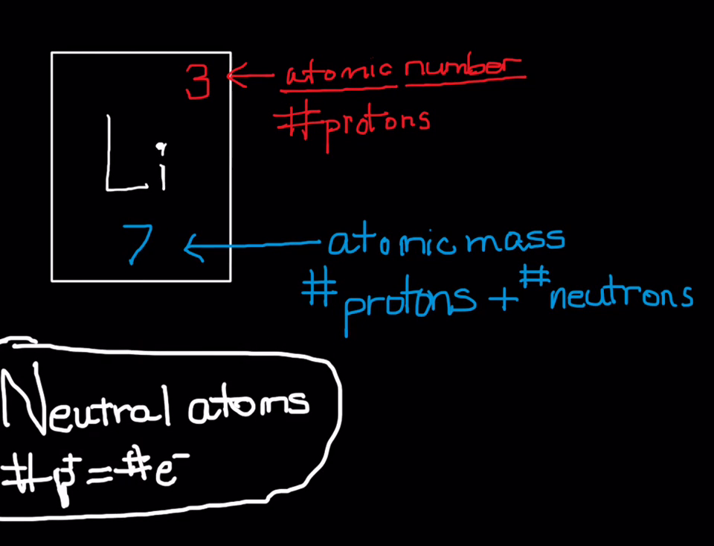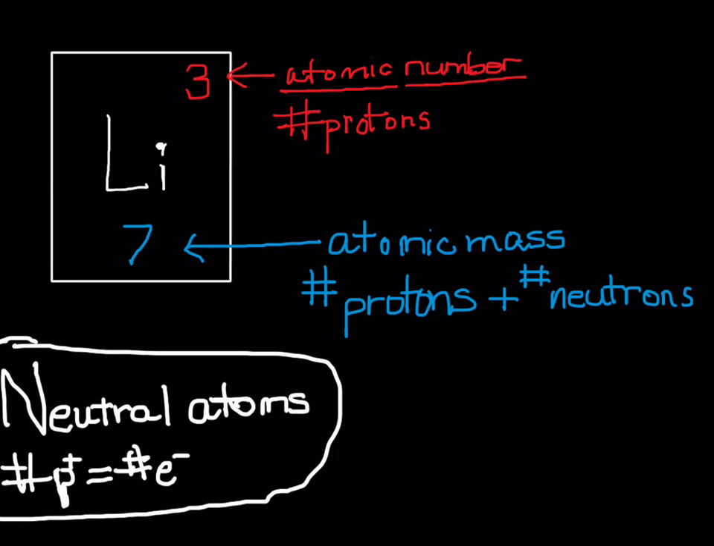Hey, this is a quick tutorial over how to find the number of protons, neutrons, and electrons in an atom and in an isotope. If you need to pause this because I'm going too fast, pause it, rewind it, and watch the parts that you're missing. So the first thing is the atomic number tells us the number of protons.